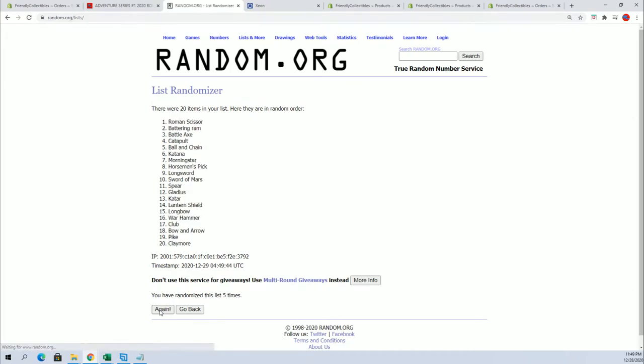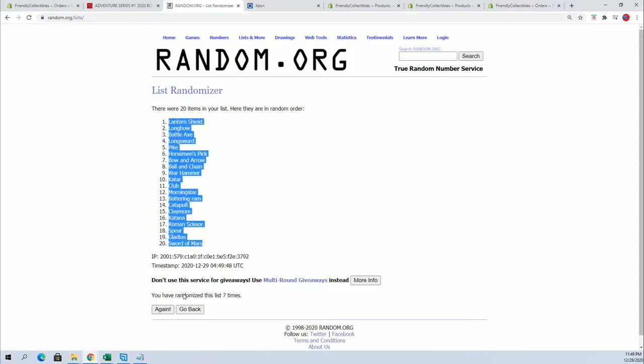That's right, Brett, that's right. You can buy or sell spots now if you want. That's up to you. All right, lantern shield to the sword of Mars.